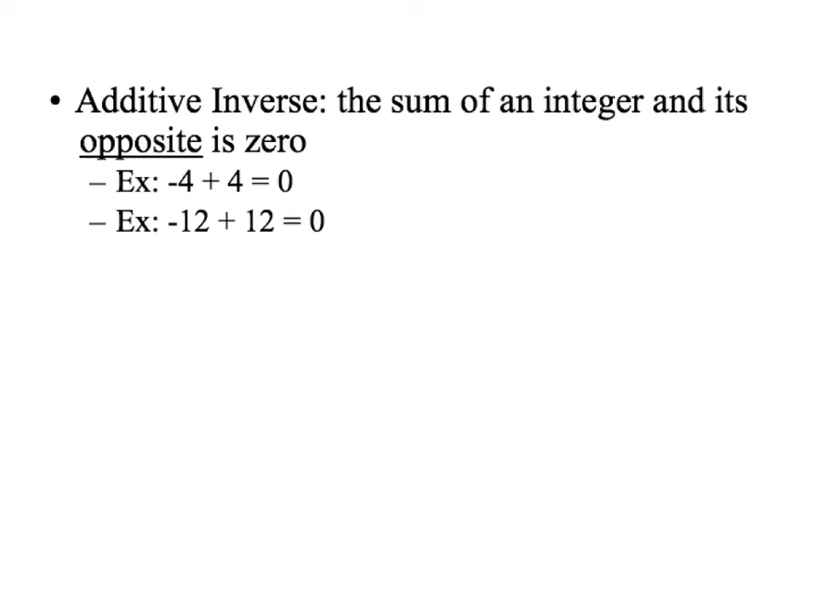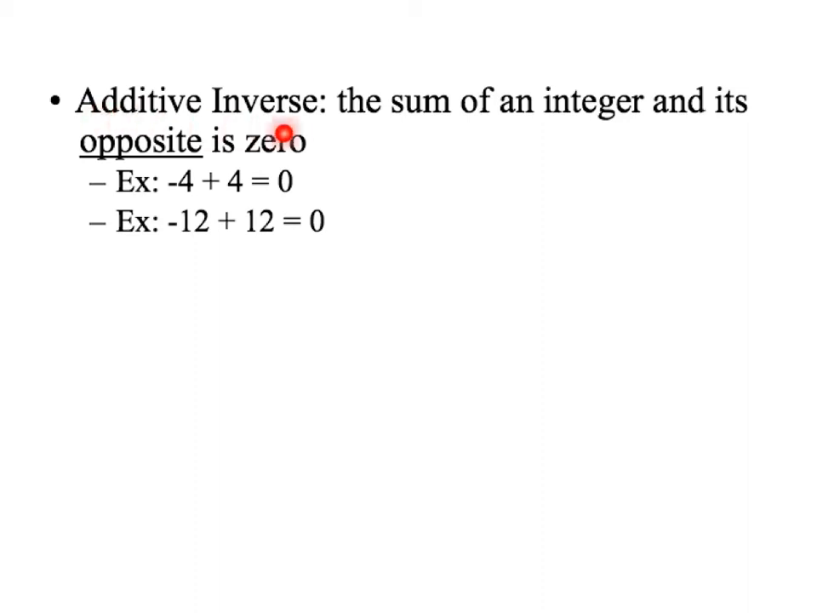The additive inverse is something you're going to come across in your homework. You're going to see this in the book. It says the sum of an integer and its opposite is 0. First of all, we should talk about what the word opposite is. If you look at these examples, negative 4 and 4 are opposites. Negative 12 and 12 are opposites. Negative 100 and positive 100 are opposites.